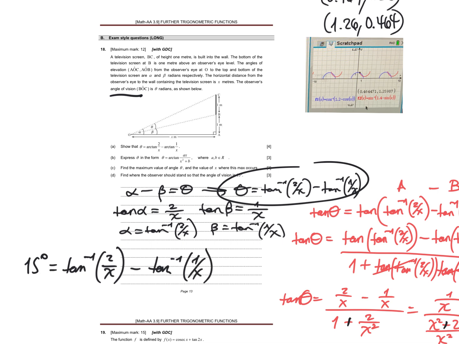So I would graph this. So you get 2 X's. That is 0.649 and you get 3.08. So those are the two places the observer should stand if you want to get 15 degrees.